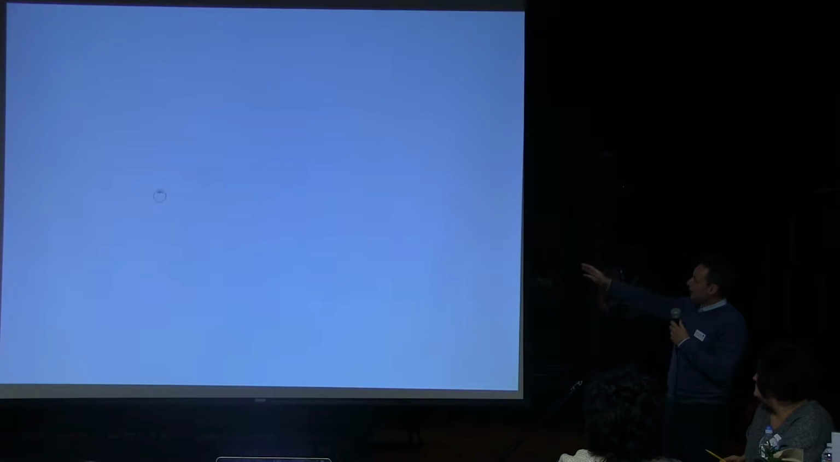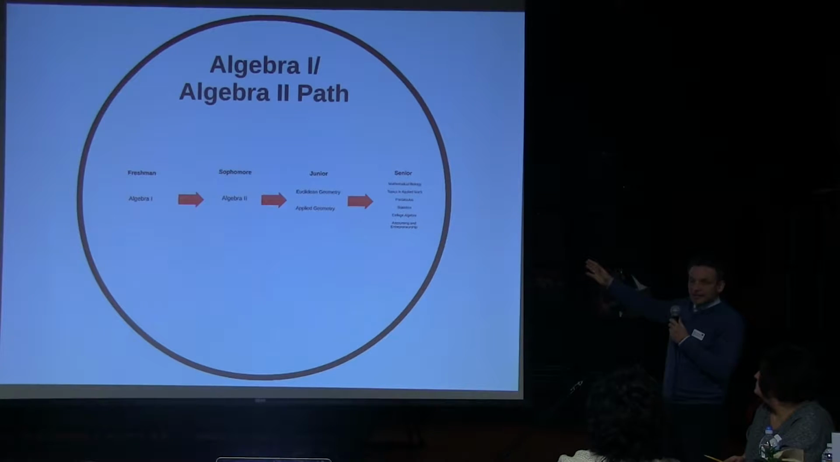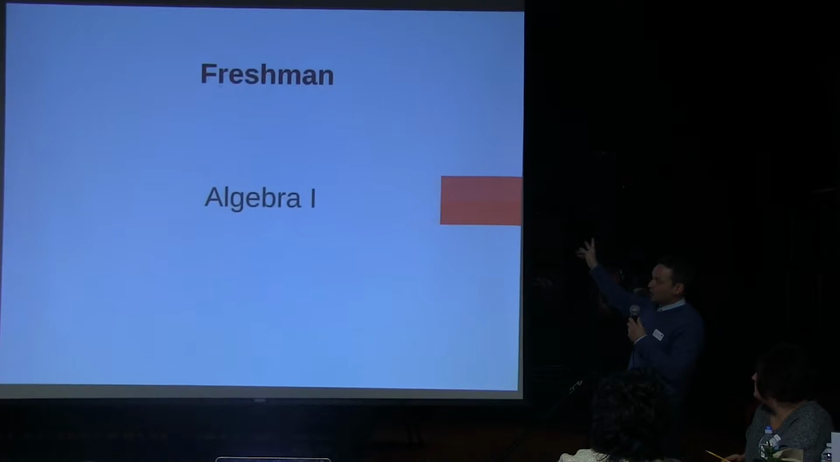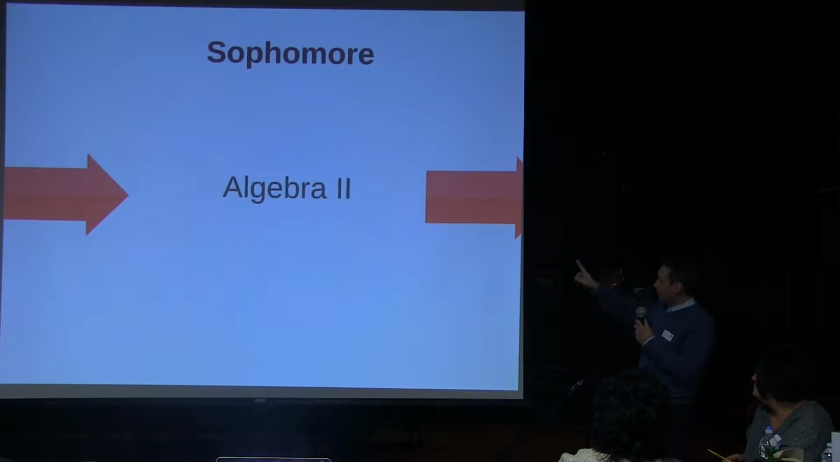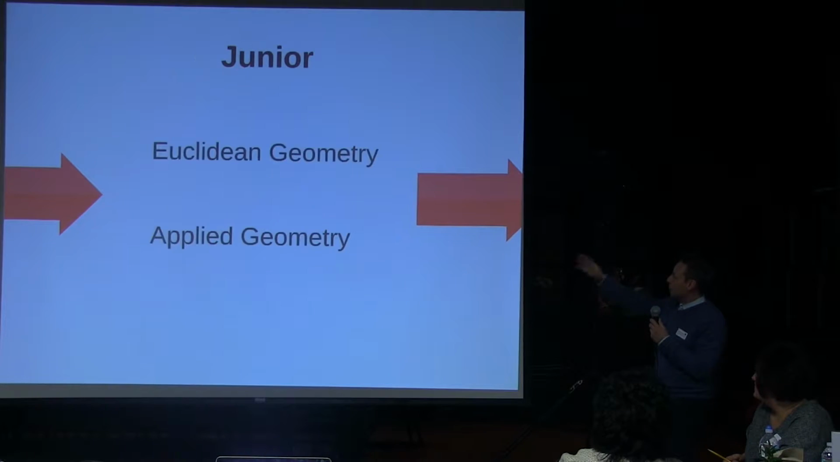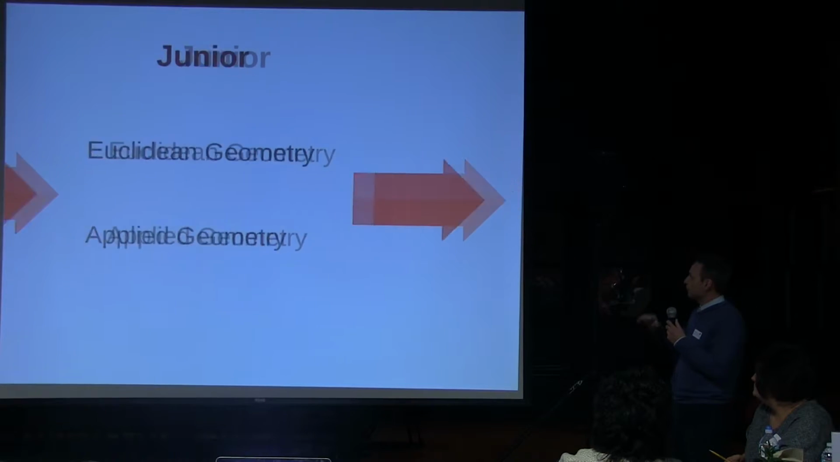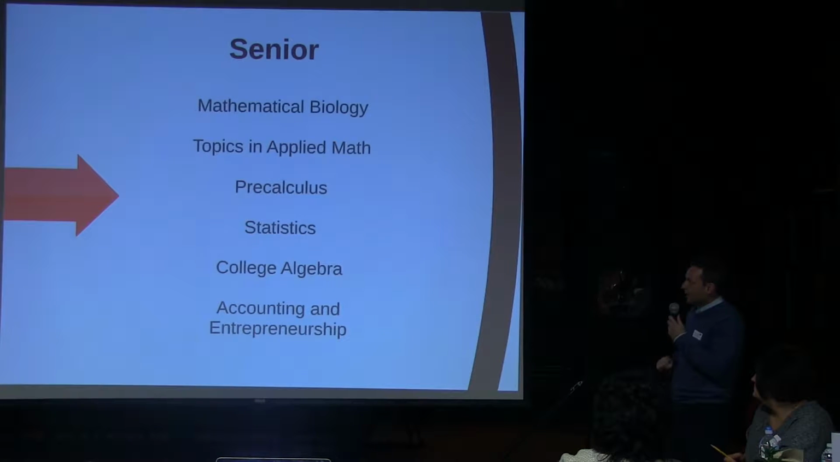All right, so this is the first path. The second path is basically the same, except for the switch between sophomore and junior year. So we can go through that very quickly. So you can take algebra 2 instead first, and then geometry. Otherwise, it's the same.